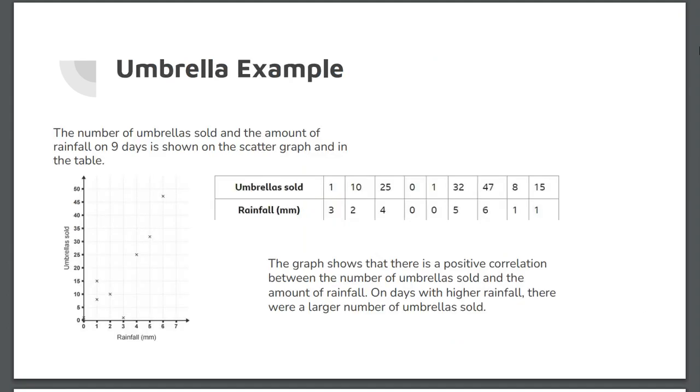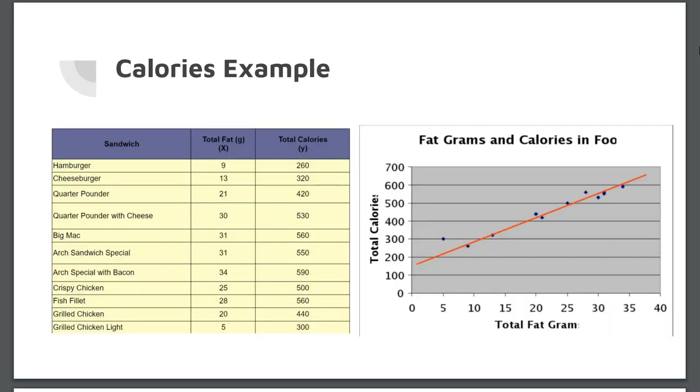The number of umbrellas sold and the amount of rainfall in 9 days is shown on the scatter graph and in the table. In this example, the graph shows that there is a positive correlation between the number of umbrellas sold and the amount of rainfall. On days with higher rainfall, there were a larger number of umbrellas sold. Same thing with this calories example. The more grams of fat there are, the more calories there are.